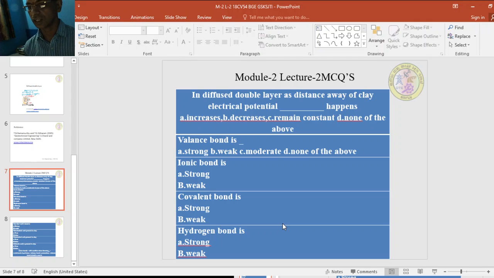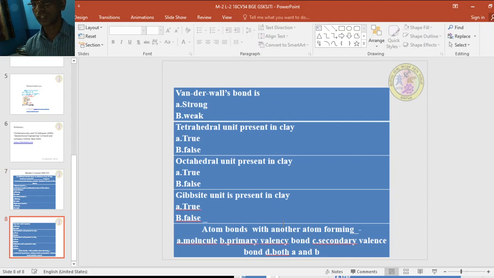Valency bond is A strong, B weak, C moderate, D none of the above. So you can always know that it's strong. Ionic bond is A, strong. Covalent bond is strong. Hydrogen bond is a weak bond. Next, van der Waals bond is a weak bond, option B.